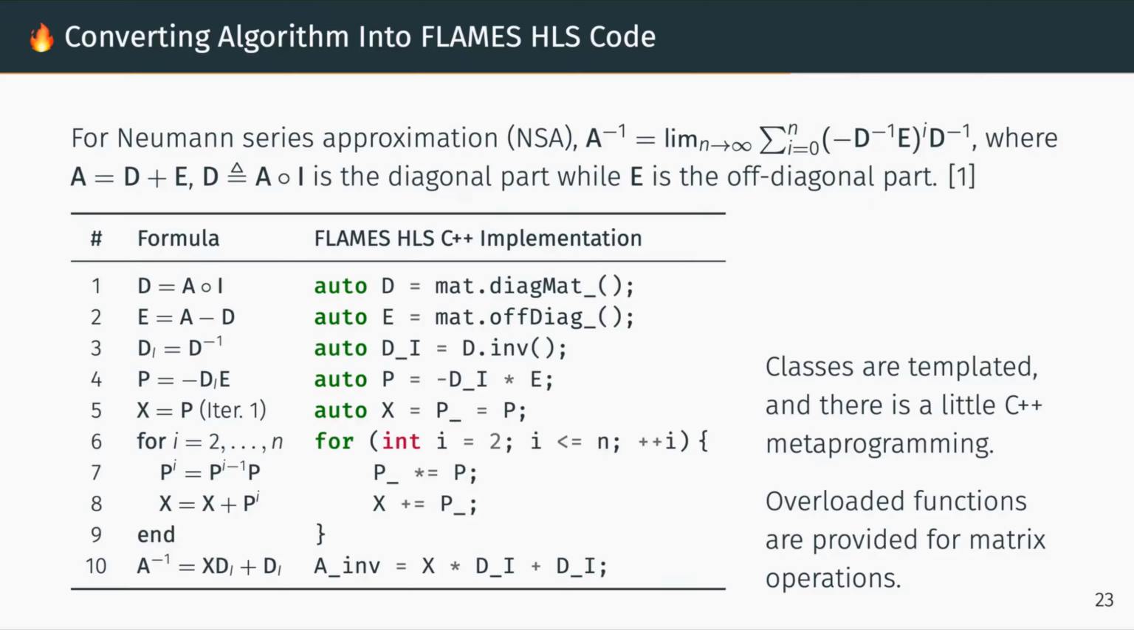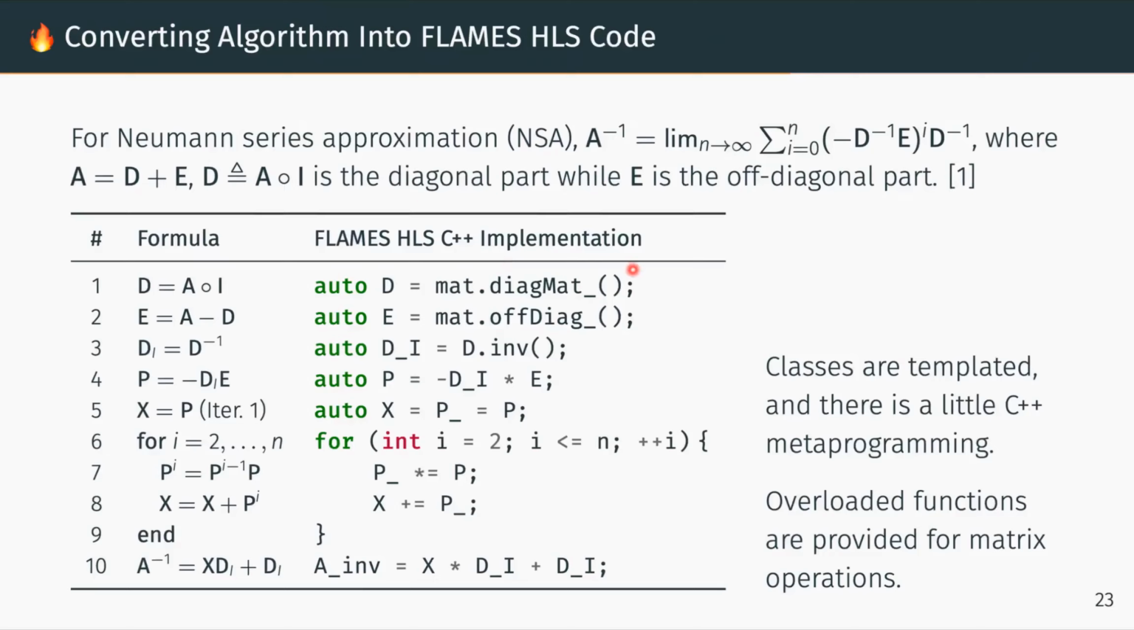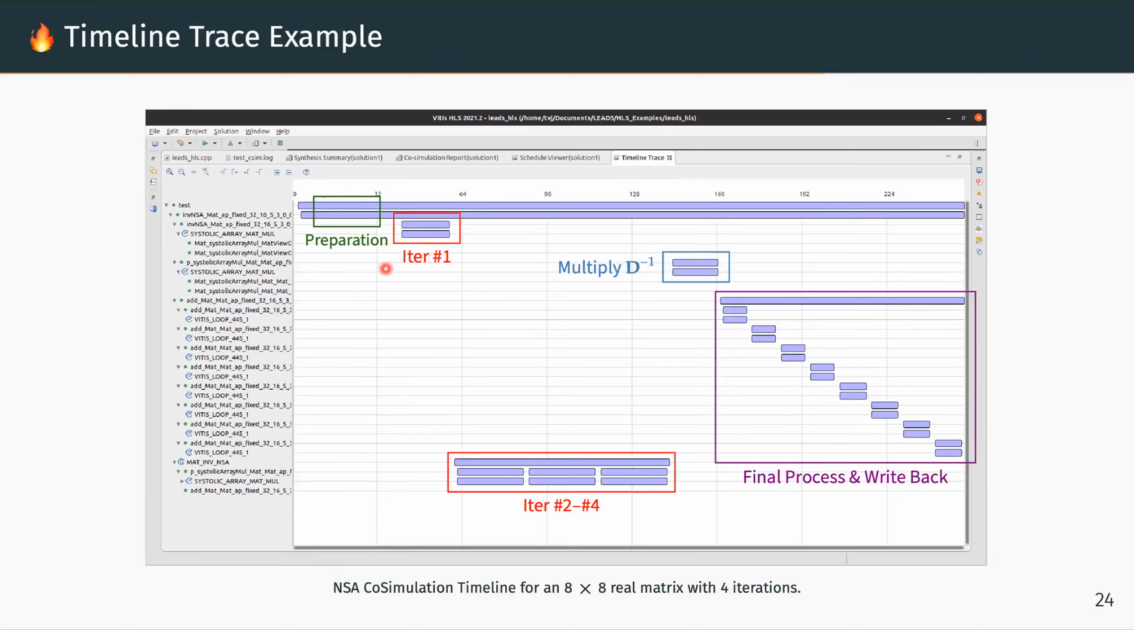Yeah, that's amazing because there are so many difficulties. So here's one timeline trace showing that our NSA can be transformed. There are some preparations, and we do the first iteration, and then iterations 2 to 4 run. How did you get this picture? Is it from ILA simulations? Oh no, this is the HLS simulation.